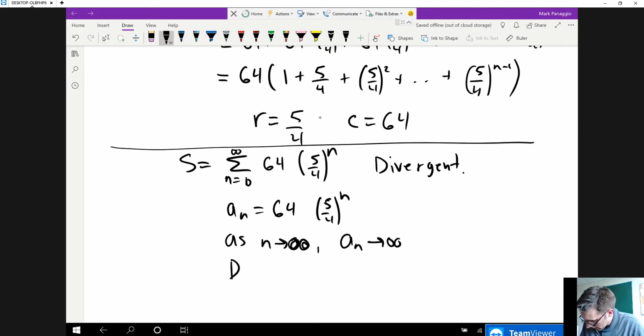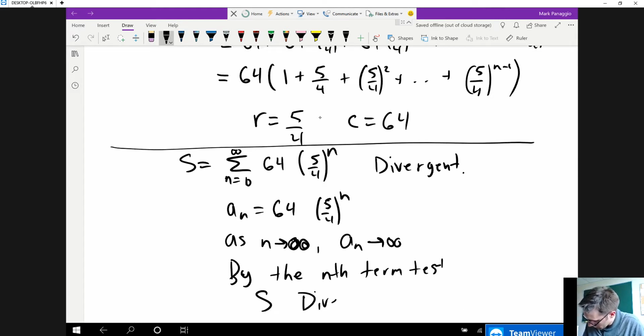So by the nth term test, the sum must diverge, since a_n does not go to 0. So that's bad news, unfortunately.